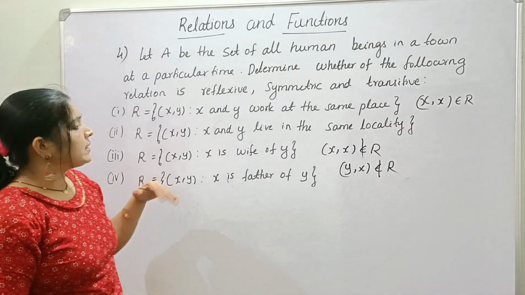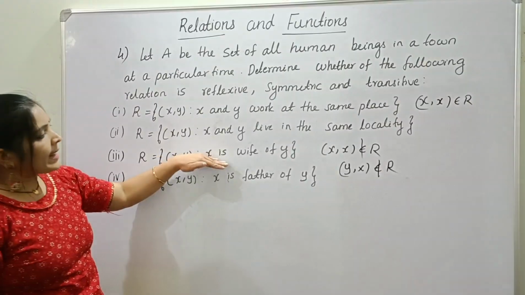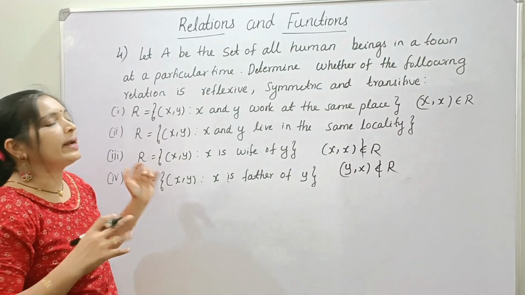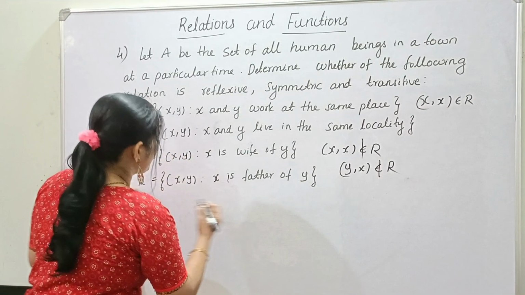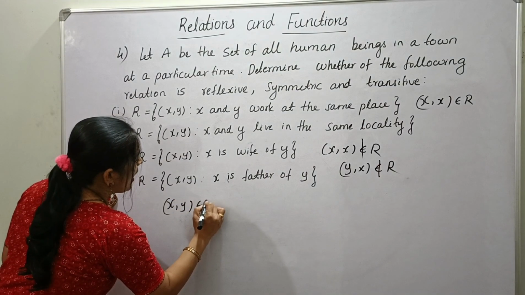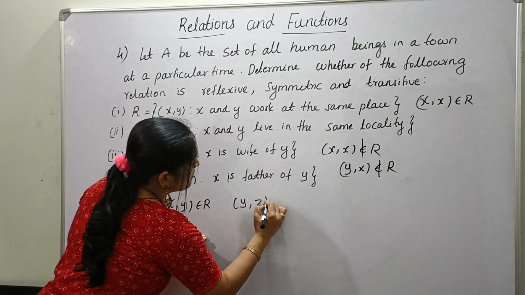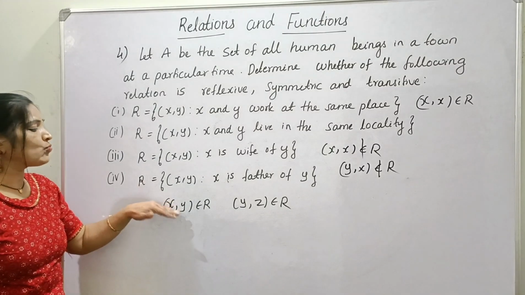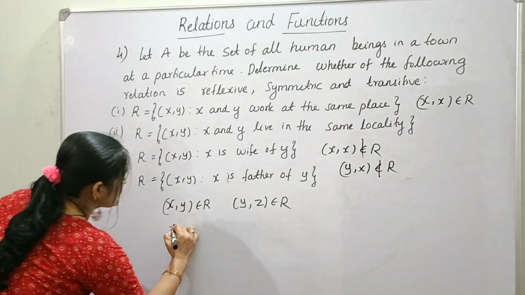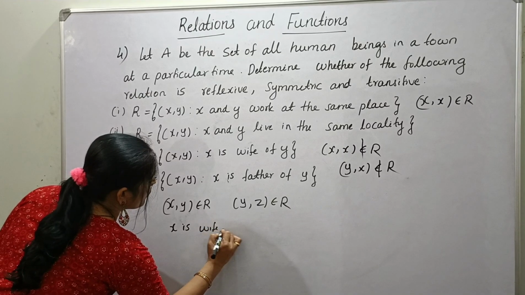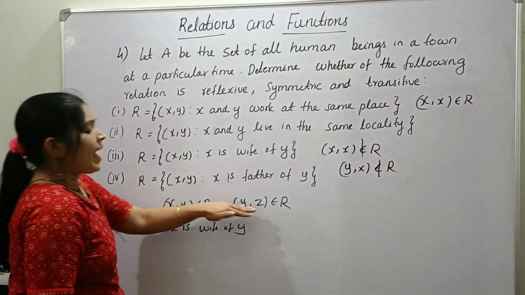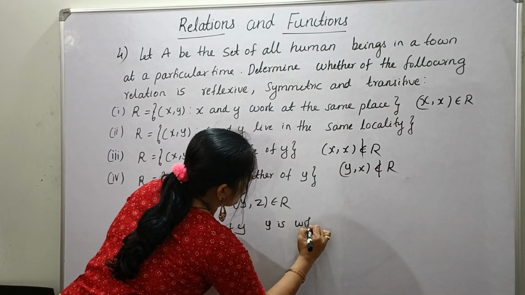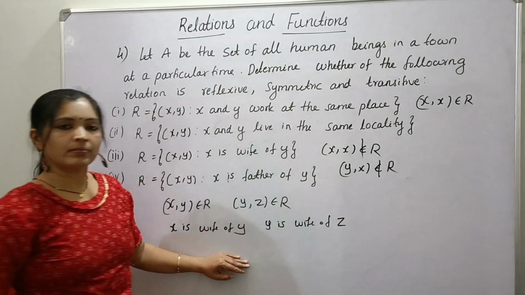Next, transitive. For transitive, let us take two elements from R, that is xy belongs to R and yz belongs to R. xy belongs to R means x is wife of y, right? And yz belongs to R means y is wife of z.